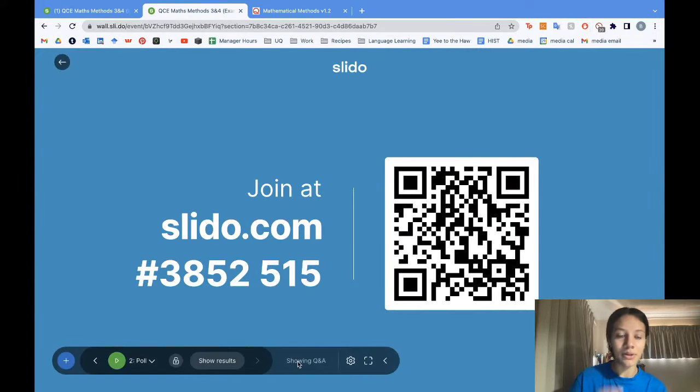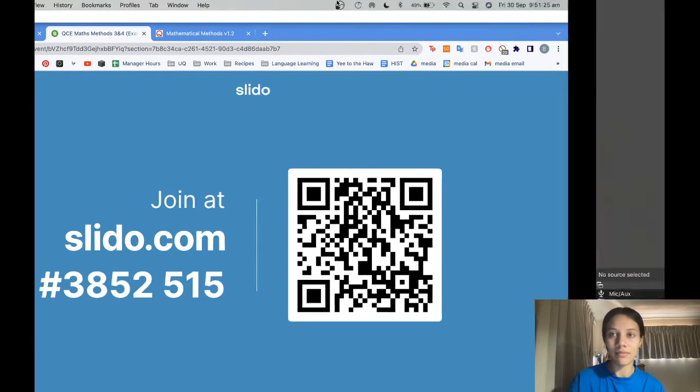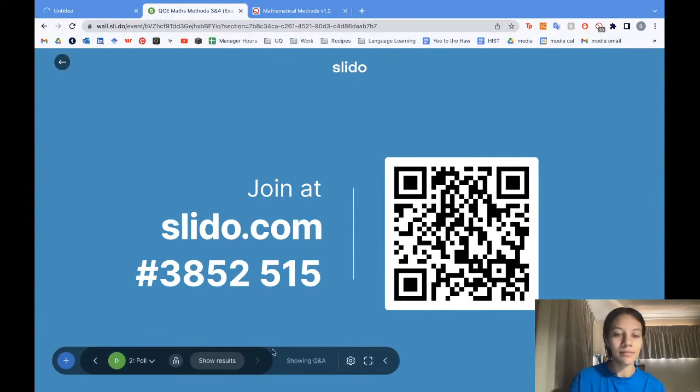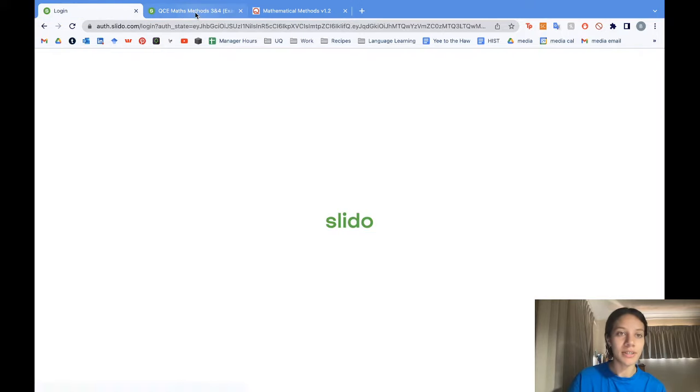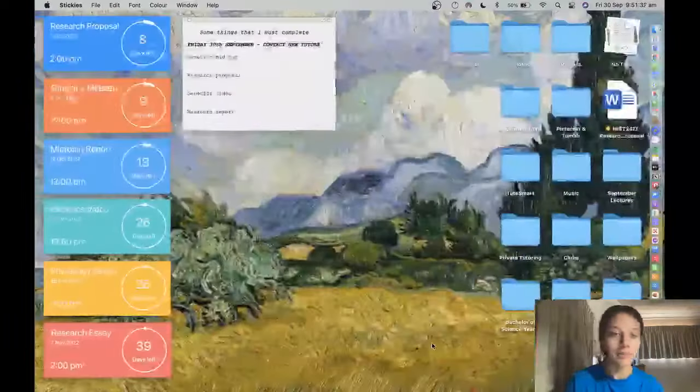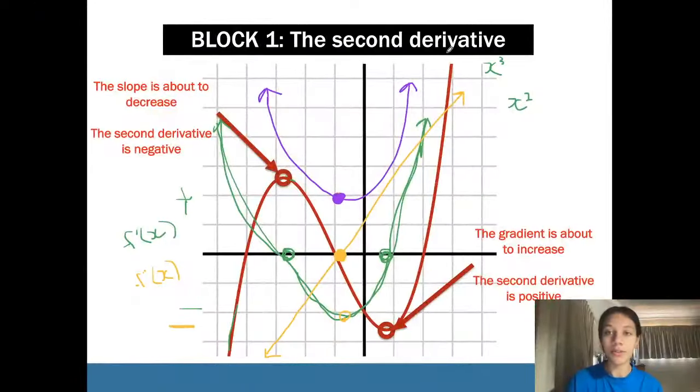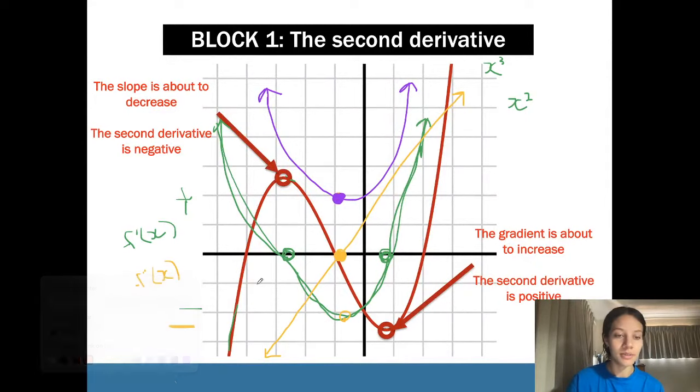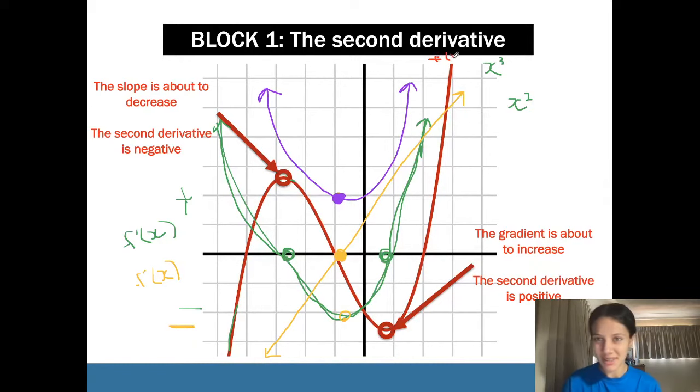So someone asked as well, is the red line the first or second derivative? Sorry, my question isn't loading. So the red line is actually your just original function. So I'm going to call that f(x). And apologies for my super messy annotations, but hopefully you guys can get the main takeaways there. So that red line is f(x). Alrighty, so that's a little bit on drawing those graphs.